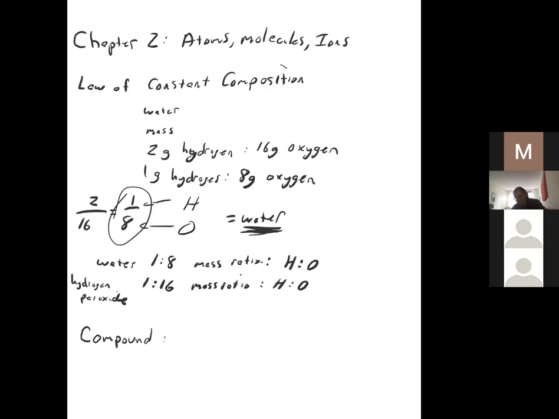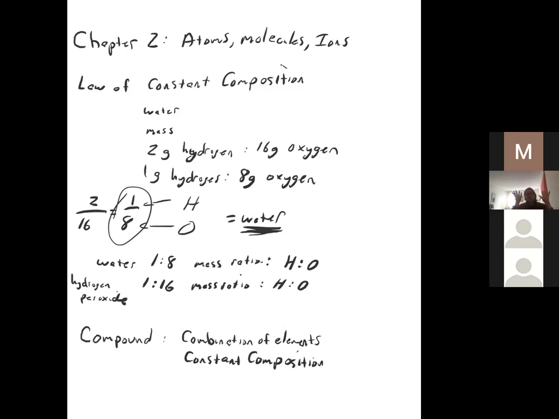Remember, we said that a compound is a combination of elements. A compound has a constant composition. Meaning, if it's water, the composition is 1 to 8. If it's hydrogen peroxide, the composition is 1 to 16. If that composition is any different, it is not that particular material.